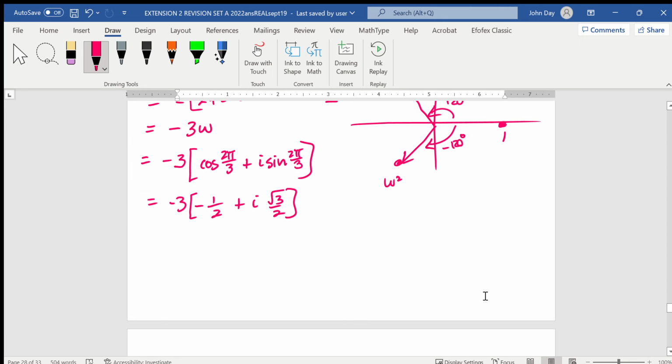So the value of that is just 3 on 2 minus 3 root 3 on 2i. Right, that's the best I can do. Some questions just leave it in terms of w, but because they said it was the root with the smallest positive argument, I could at least figure out what the complex number associated with that would be. 3 on 2 minus 3 root 3 on 2i.